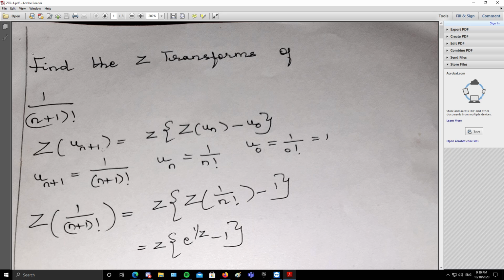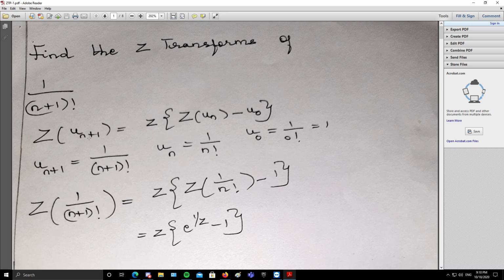So write the formula. Z of u(n plus 1) is z into [Z of u(n) minus u naught]. So u(n plus 1) is 1 by (n plus 1) factorial. It means u(n) is 1 by n factorial. U naught, 1 by 0 factorial, is 1. So u naught means n is 0. Now you substitute in this formula. So Z of 1 by (n plus 1) factorial is z times [Z of 1 by n factorial minus 1].